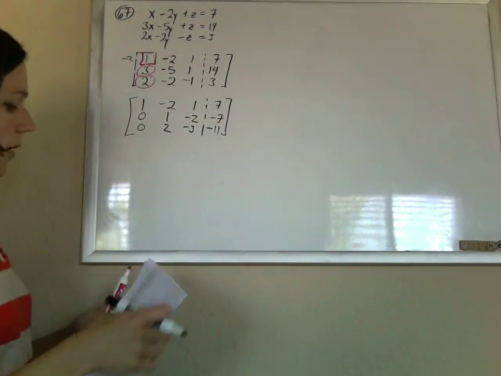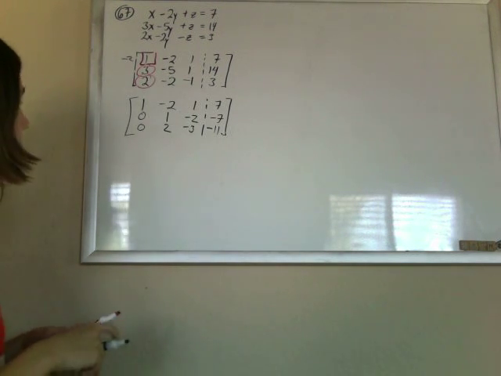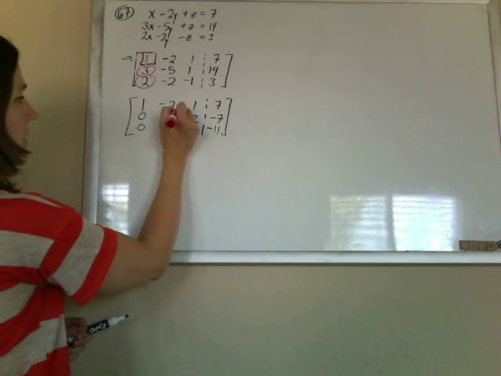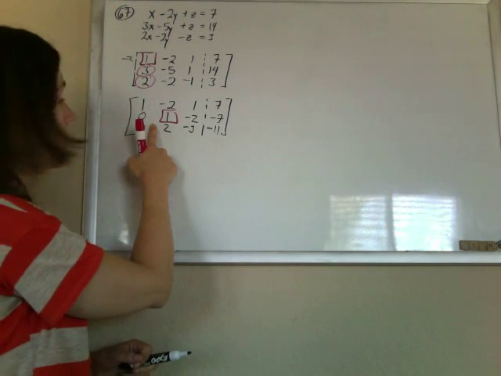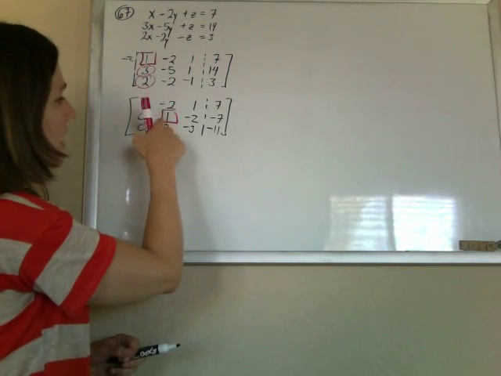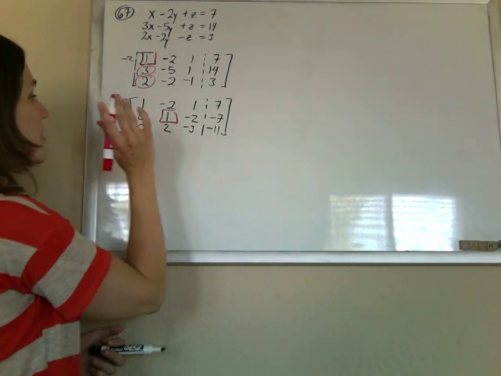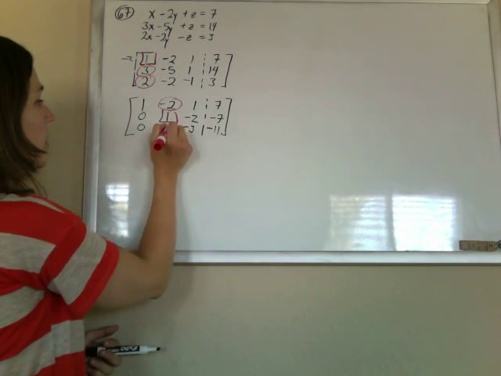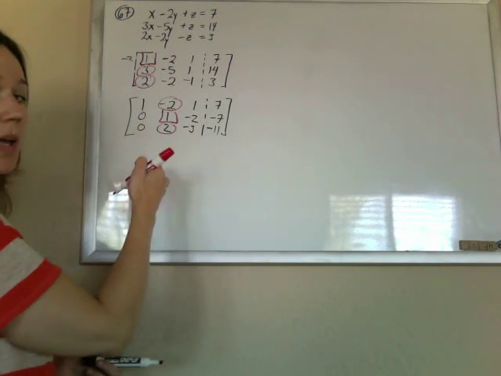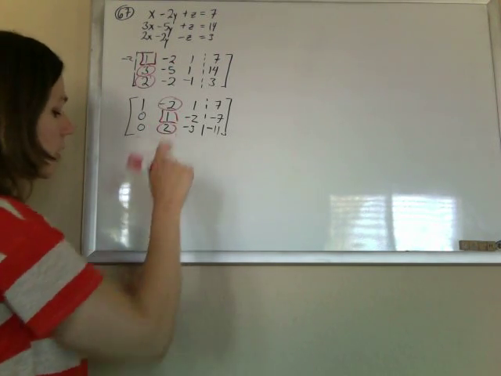Looking good. All right. So now my next goal is to get this guy to be a 1. So we're going to move this guy 1, this guy 1, and this guy 1. And hey, he's already a 1 as well. So we're okay there. And so we're going to get zeros in his column now, using that 1.